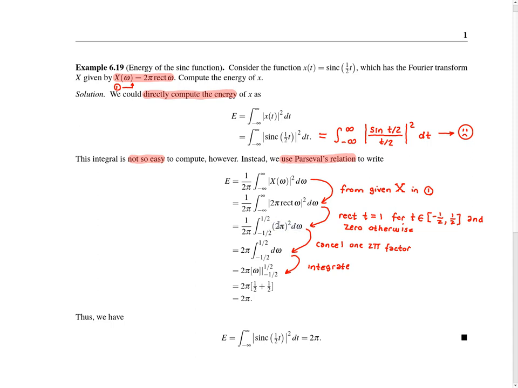And then we can cancel one set of 2 pi factors here to get to the next line. And then we can integrate, which gives us the next line. And then simplifying, we end up with a result of 2 pi. So the amount of energy in little x is equal to 2 pi.